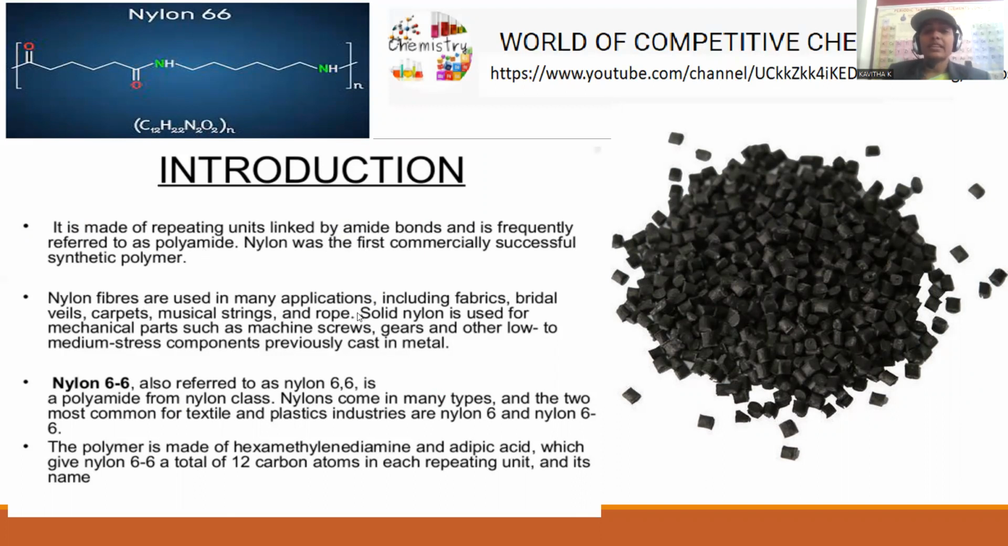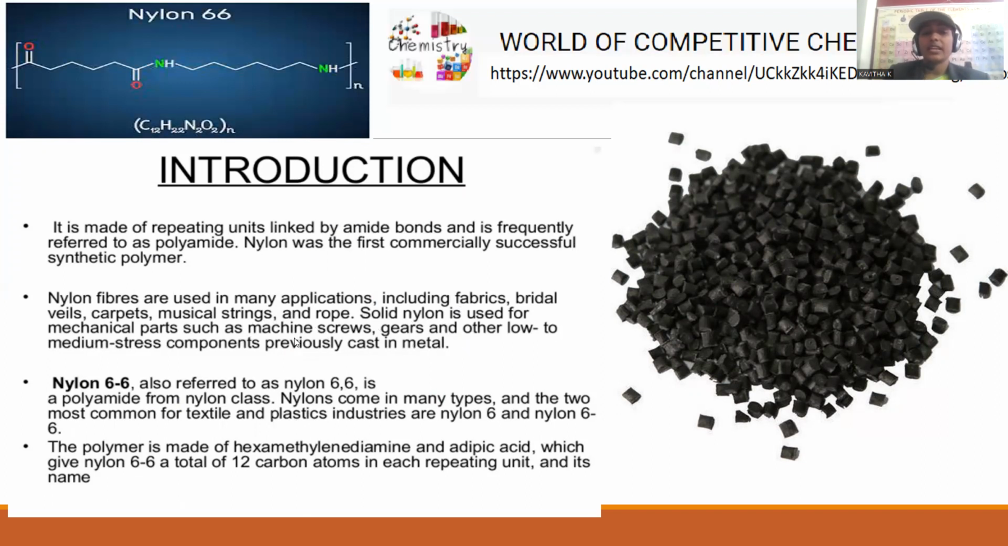Nylon fibers are used in many applications. We are already familiar with the applications of nylon. Our toothbrush bristles are made up of this. Nylon nets are available for fishing, and nylon nets we use for sports purposes. Nylon fabrics will be there, clothing will be there, waterproof nylon clothing will be there, carpets are available, and musical strings, ropes, all these are made up of nylon polymer itself. And solid nylon is used for mechanical parts such as machine screws, gears, and other low to medium stress components previously cast in metals. Earlier, most of the automobile parts were made up of metals and their alloys only.